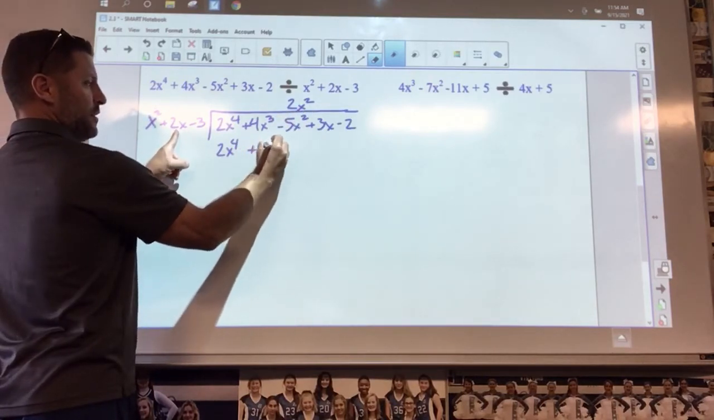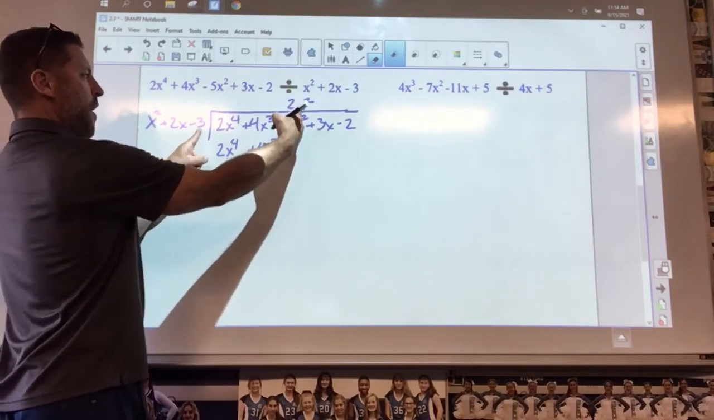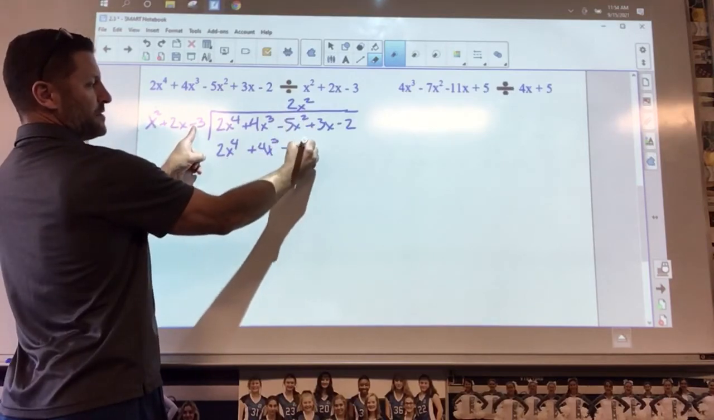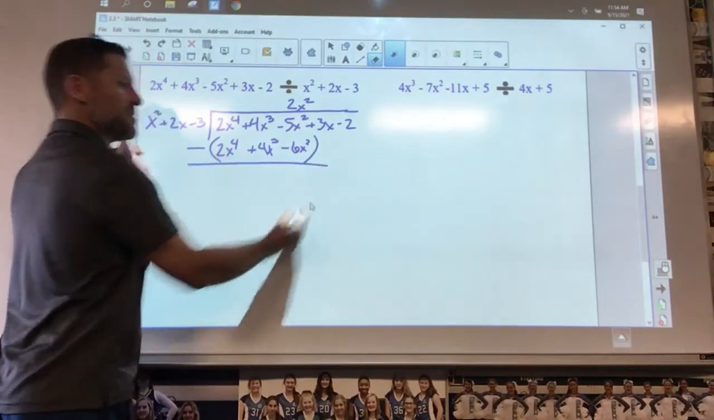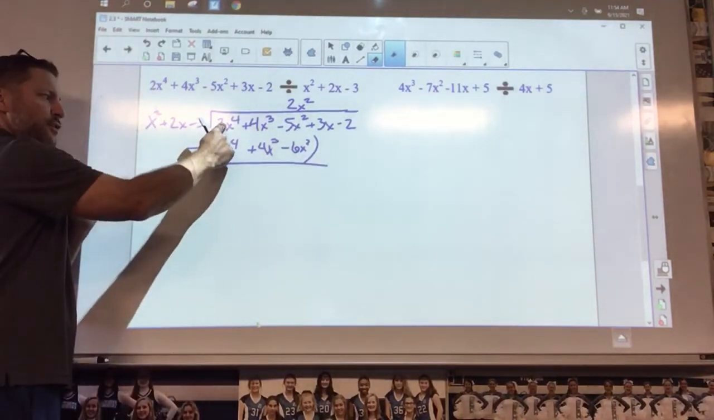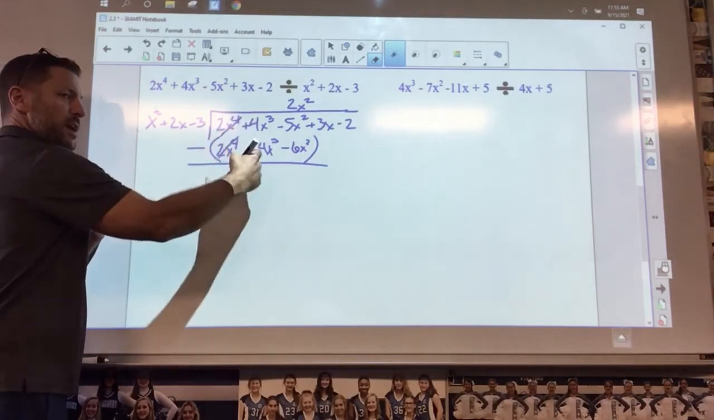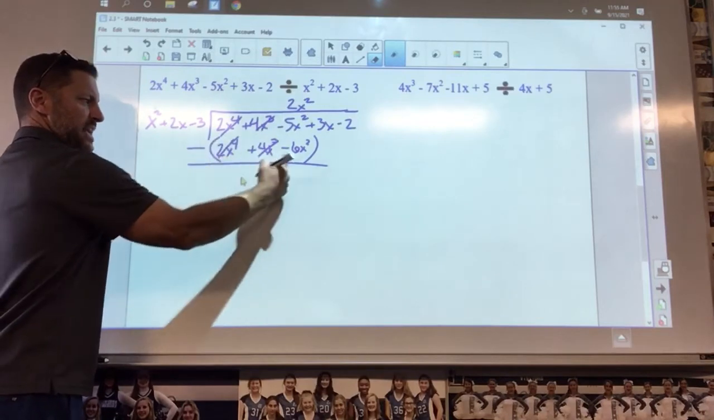Yes? Oh, look at that. That's cool. All right, and then 2x squared times negative 3 is negative 6x squared. Is that what you got? Yep. Don't forget to subtract. 2x to the fourth minus 2x to the fourth is gone. 4x cubed minus 4x cubed is gone. And what's negative 5x squared minus a negative 6x squared?